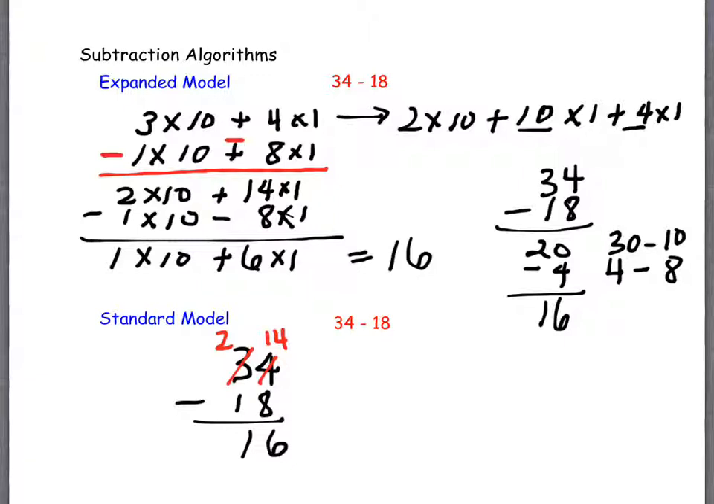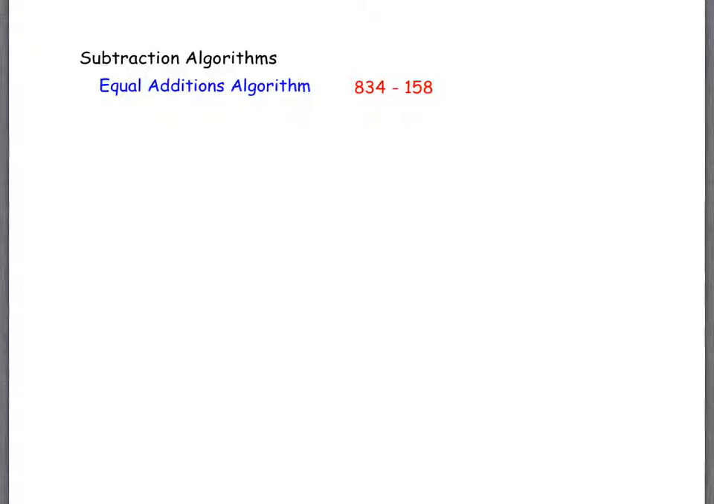All right, there's one more method. I think this is the last one before we're going to pause for today. And this is called the equal additions algorithm. The whole goal in this algorithm, write this down, the whole goal in this algorithm is to avoid borrowing.